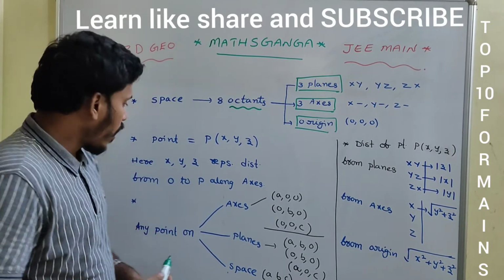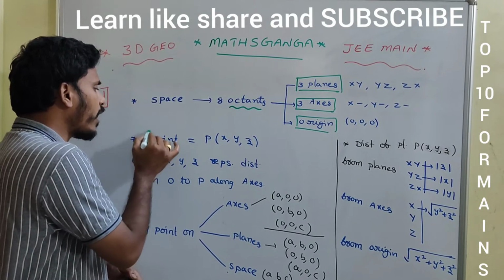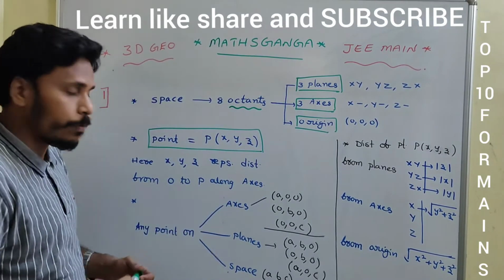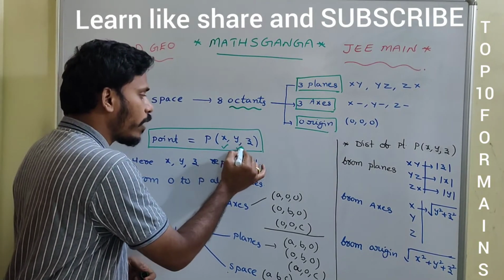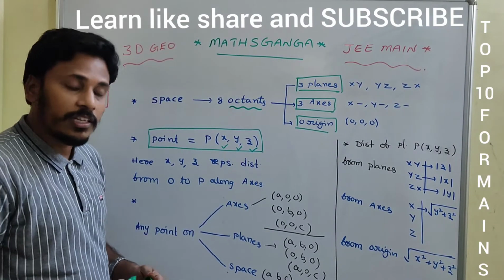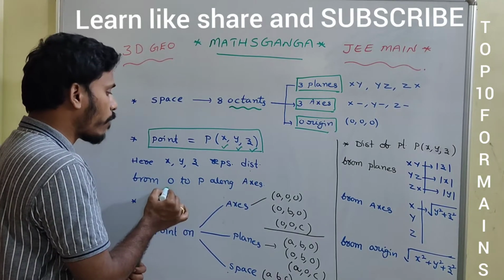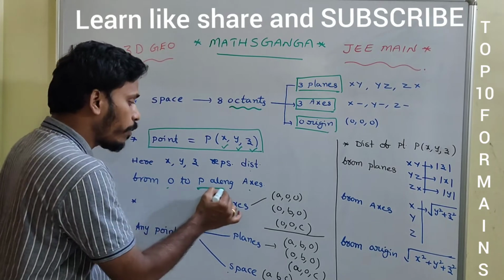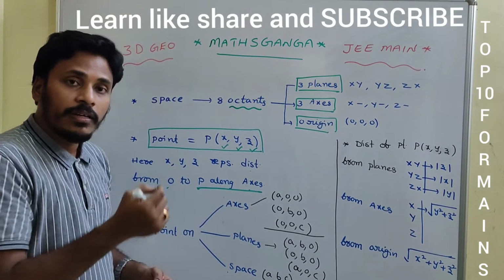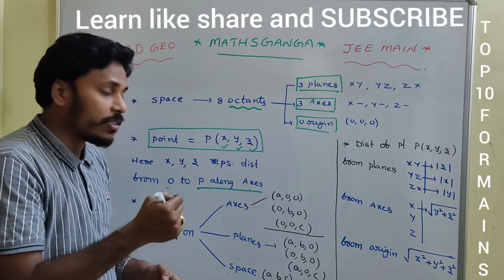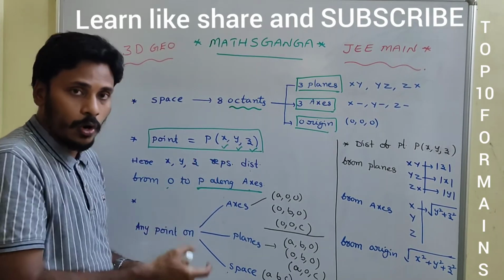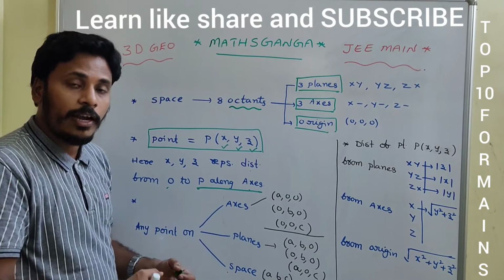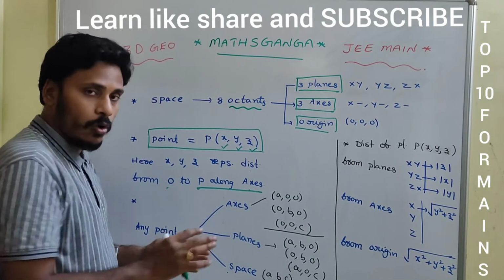Then a point P(x, y, z) of the space: here the x coordinate, y coordinate and z coordinate represent the distances from O to P along the axes, okay? The distance of the point P from the origin along the x-axis is the x coordinate. In the same way, along the y-axis it is the y coordinate, and along the z-axis it is the z coordinate.